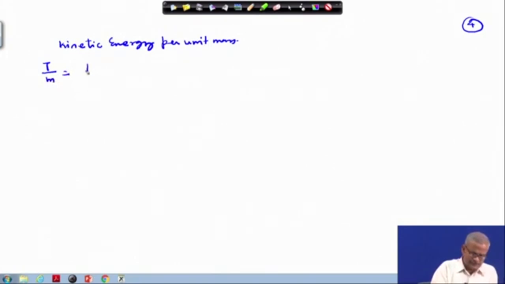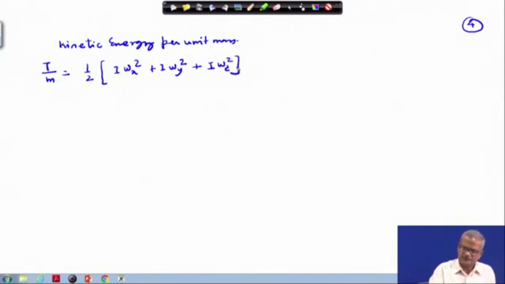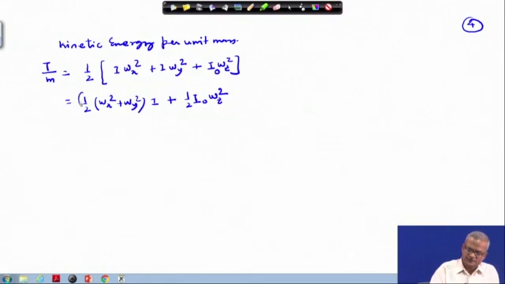T by m will be 1 by 2 times I omega x square plus I omega y square plus I omega z square. This is the kinetic energy. This is I 0 times omega z square, and we need to divide it by m. Here we need to divide it by m because we have inserted m in this place.